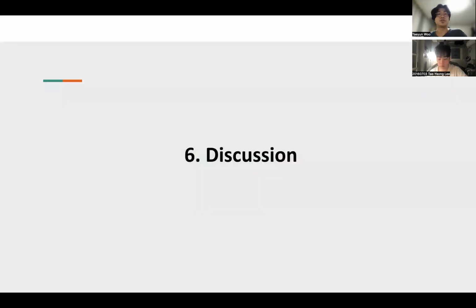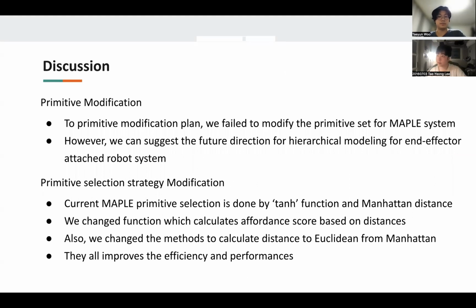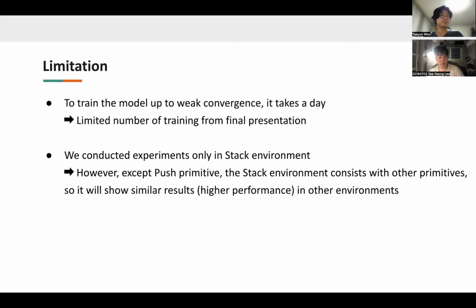And here is our discussion. For primitive modification, we failed to modify the primitive set for the Maple system. However, we can suggest a future direction for hierarchical modeling for end-effector-attached robot systems. For primitive selection improvement, our method improved the efficiency and performance in terms of reward and task return values.